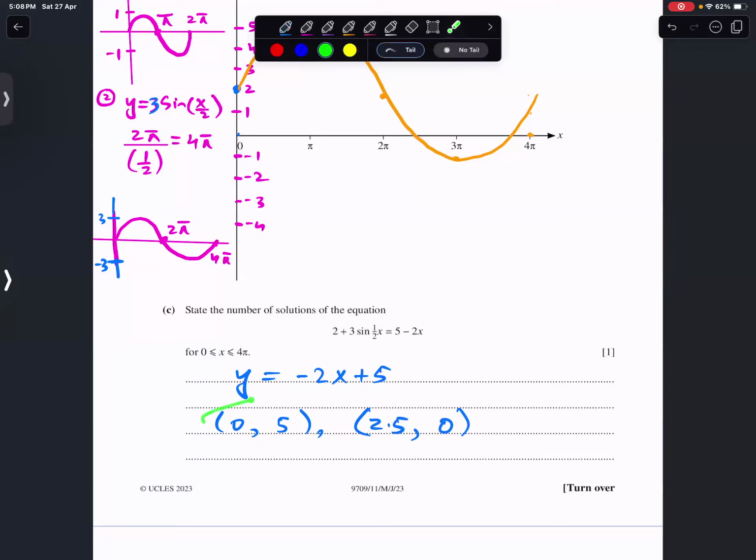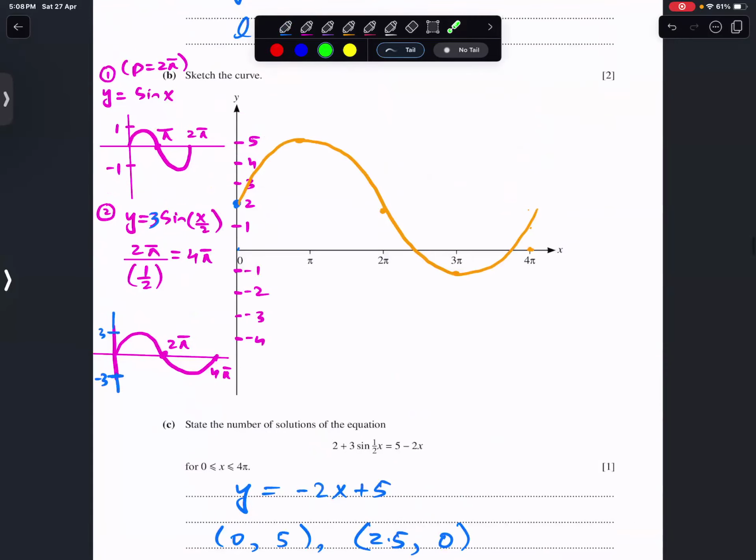Children, you all know how to draw the graph of a straight line, right? Yes Ahmed. To draw the graph of a straight line, we need minimum 2 points. That's it. So where is 0, 5? Here you have 0, 5, and then 2.5 comma 0 will be just before pi. So let's say this is your point. Now let's join these points.